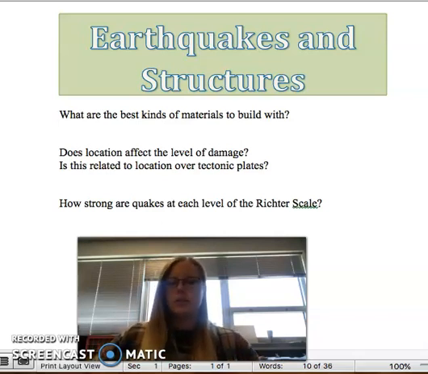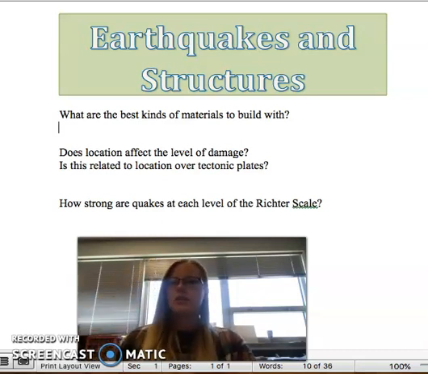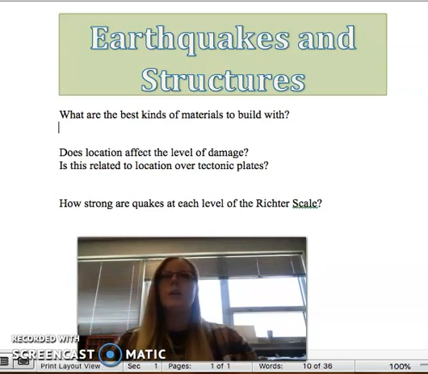We're going to do a little bit of our own research into how today they've improved even further, and types of things that people are using to make buildings and structures more earthquake resistant. Another thing we need to look at is, does location affect the level of damage done to a structure, and is that related to the location over a tectonic plate?